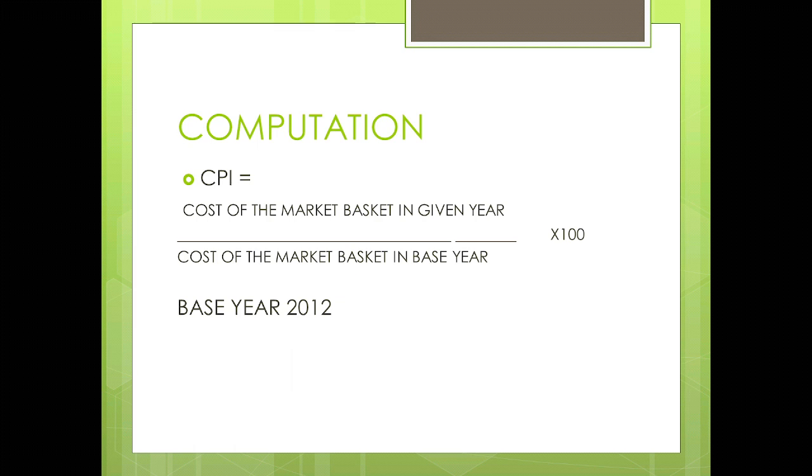Now, how do we calculate the index? Cost of the market basket in a given year. I'll find out what is the basket of consumer goods and services in some year, say for example 2024, and I will divide it with some base year's price, say for example 2012, and then multiply with 100. I will get consumer price index.